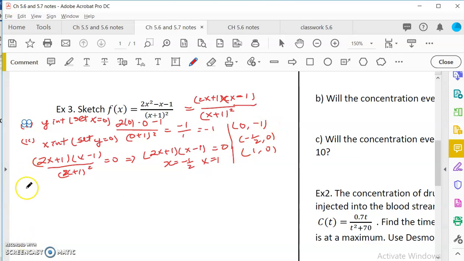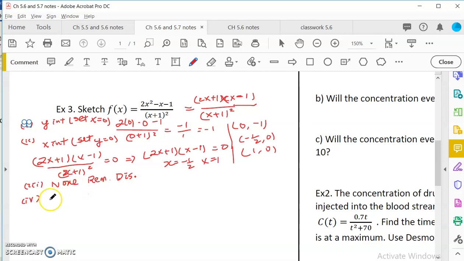The next thing is: is there any removable discontinuity? Is there any common factor that I can cancel out? There is none, right? So no removable discontinuity, no holes.